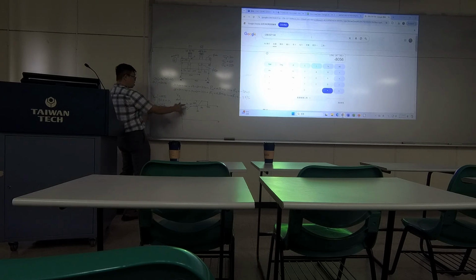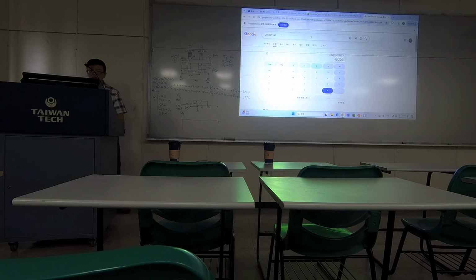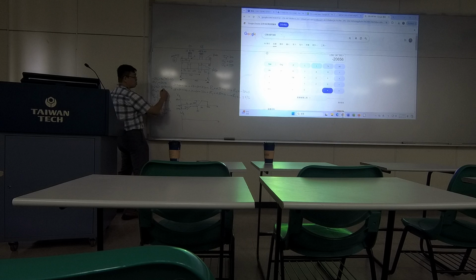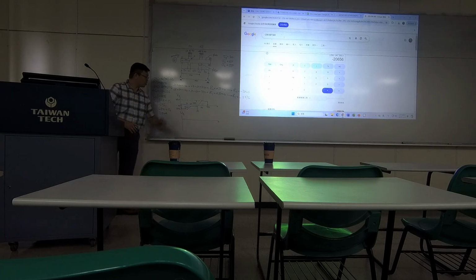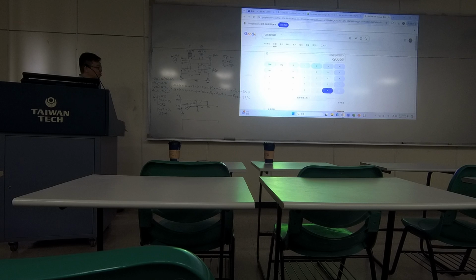So that gives 8056. Then for this part I'm going to use the 300. Negative 256 equals this equation, 68 times 300 plus C2. So C2 equals negative 256 minus 68 times 300, which is 20656. Okay? So that gives you the equations in the shear diagram.